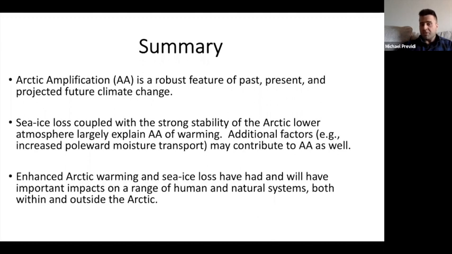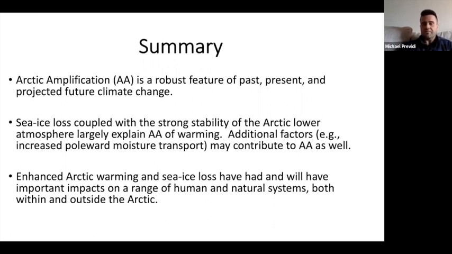Why does Arctic amplification happen? Well, sea ice loss plays a huge role, as I've tried to convince you. And that's both because of the albedo effects of sea ice. When you melt sea ice, you expose a darker surface and you absorb more sunlight. And it's also because of the great insulating capability of sea ice. When you melt sea ice, the heat transfer from the ocean to the much colder atmosphere over the Arctic increases dramatically.